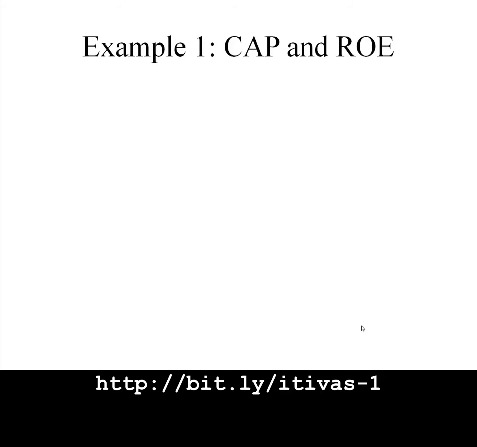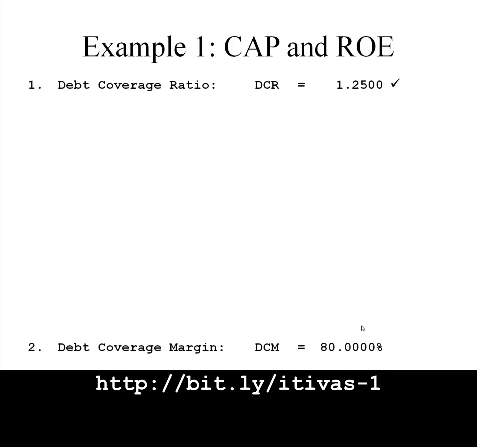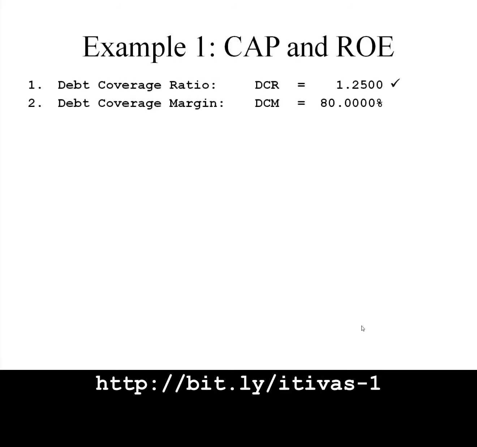Example 1, cap and row. We have a debt coverage ratio of 1.25, which is a very common debt coverage ratio for commercial properties. We calculate the debt coverage margin, the reciprocal, is 80%. The complement of the debt coverage margin is the cash flow margin, that's 20%.